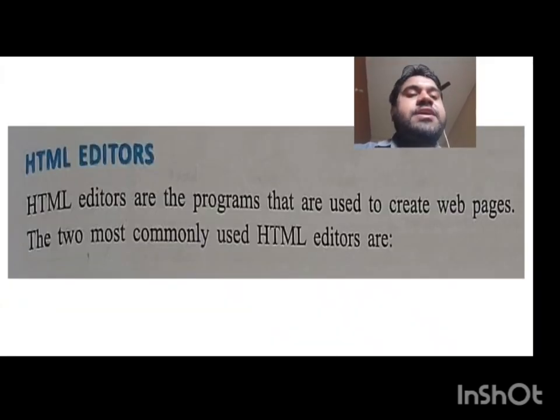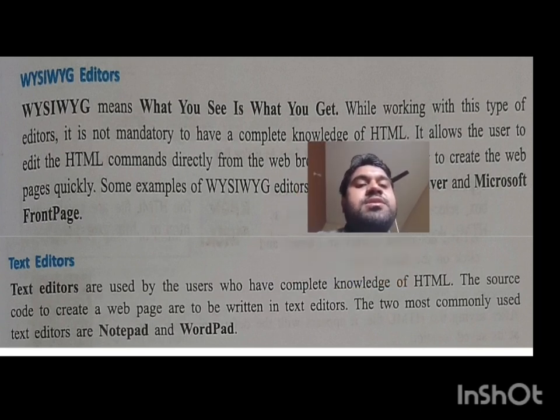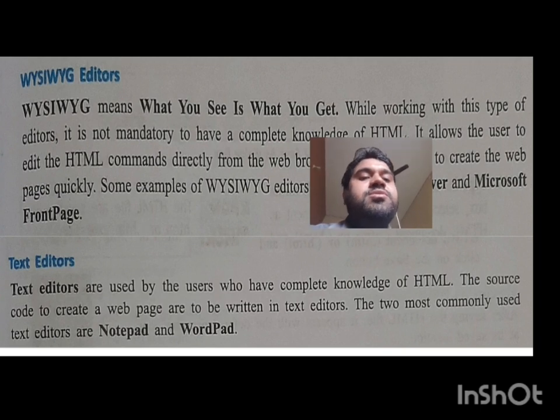The text editors that we mostly use are Notepad, WordPad, MS Word, but the best is Notepad because it is simple. You just have to write the code and it will appear. There are two types of text editor. One is what you see is what you get, like Dreamweaver and Microsoft FrontPage. Whatever formatting you give, the same result will come in the browser. And next is the text editor that I have already told you, Notepad and WordPad. You will write in your own font, in your own size, whatever you want, but it will appear according to the browser.